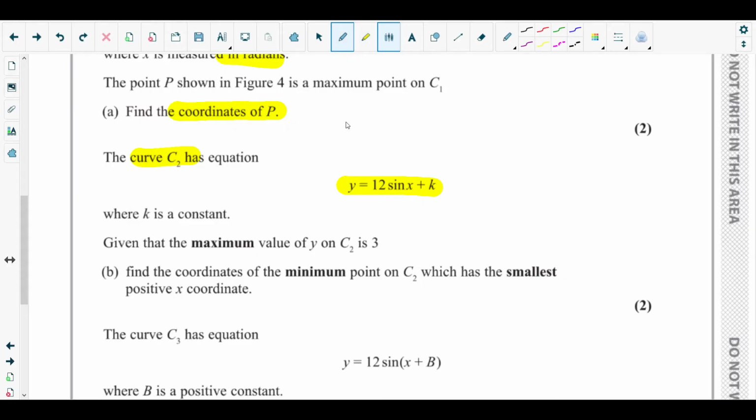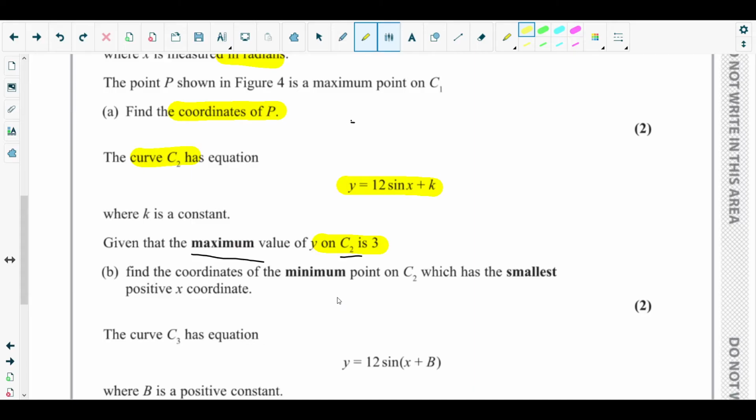So what we need to do here is, given that the maximum value of y on C2 is what? 3. The maximum value of curve C2 is 3. Okay, maximum value is 3. Now let's consider one thing. In the graph of sine theta, where does the first maximum value occur?